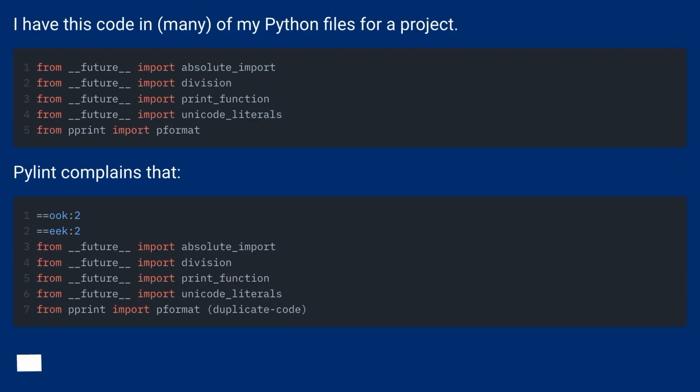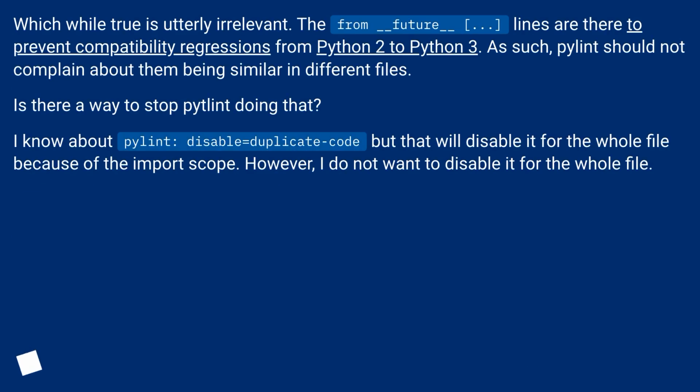Pylint complains that, which, while true, is utterly irrelevant. The from __future__ lines are there to prevent compatibility regressions from Python 2 to Python 3. As such, pylint should not complain about them being similar in different files. Is there a way to stop pylint doing that?